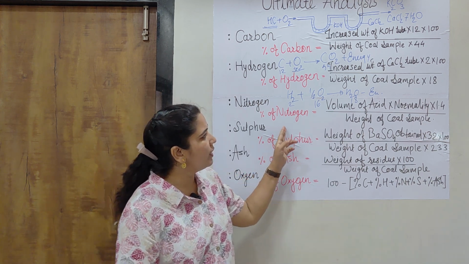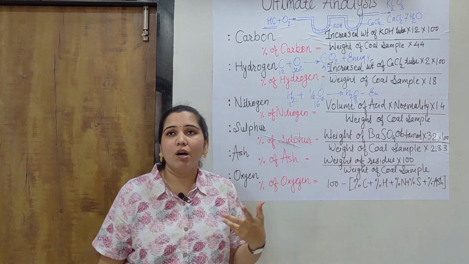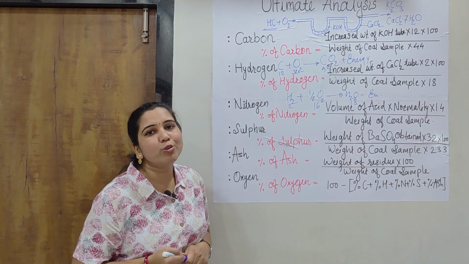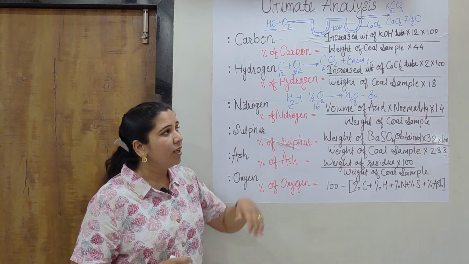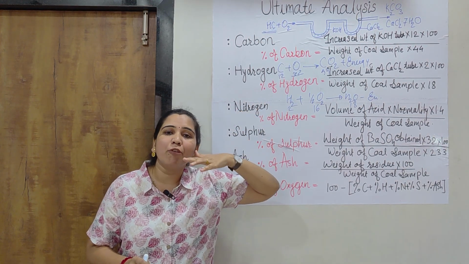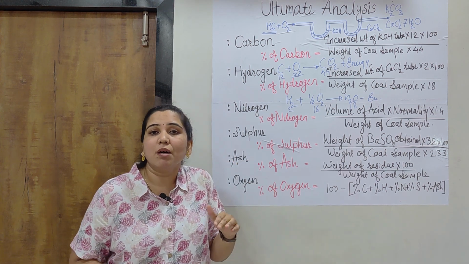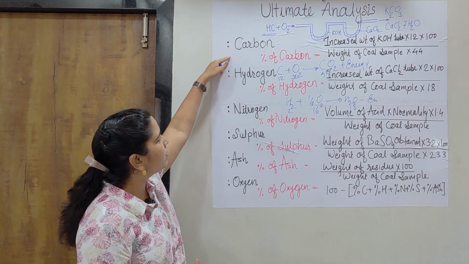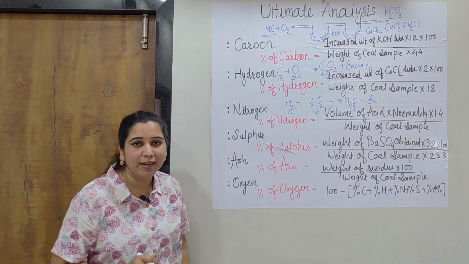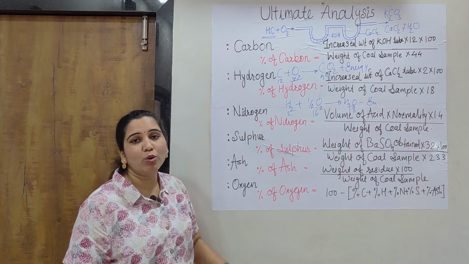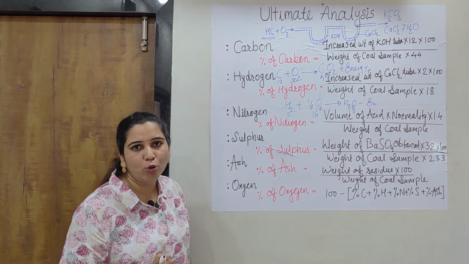So here it is calculated by the volume of acid. You will think about where this acid comes from. So it also has a particular procedure. In this case, unlike the proximate analysis, every time we have to consider a different sample of coal. During the calculation of carbon and hydrogen there was a different sample of coal, while during the calculation of nitrogen a different sample of coal will be required.